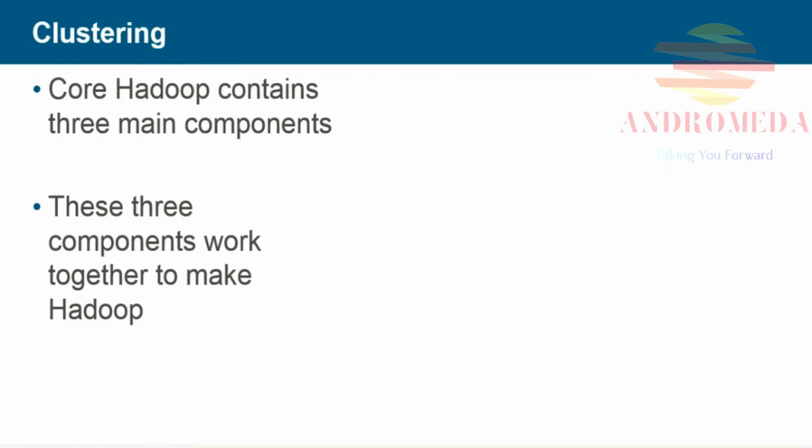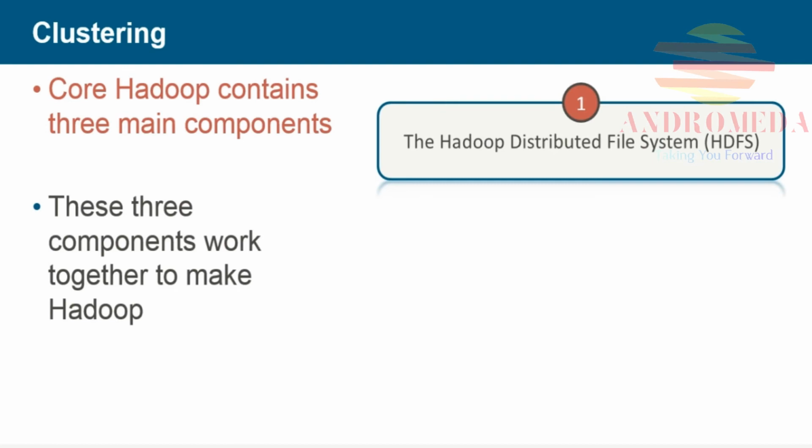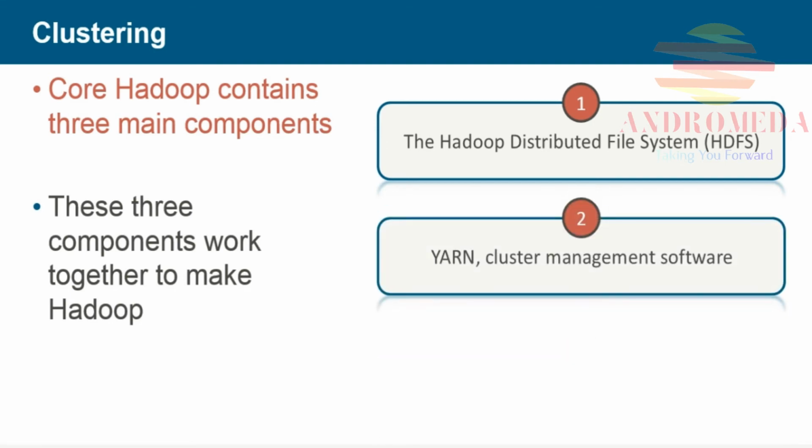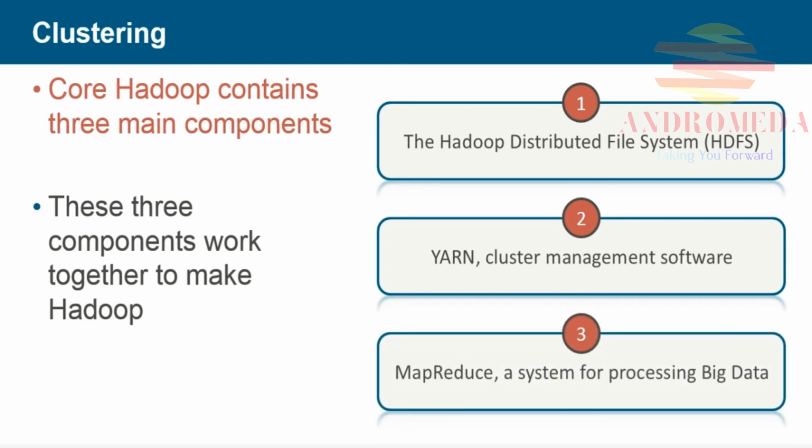At its core, Hadoop only has three components. The Hadoop Distributed File System, or the HDFS. This is a distributed file system that provides fast access to application data. Yarn, a framework used for job scheduling and resource management. And MapReduce, a system for distributed processing of large data sets. These three components work together to make Hadoop.